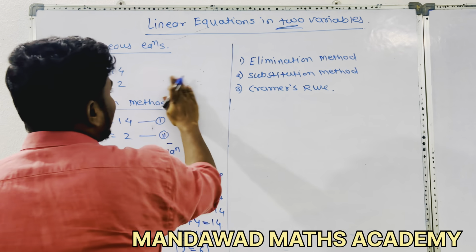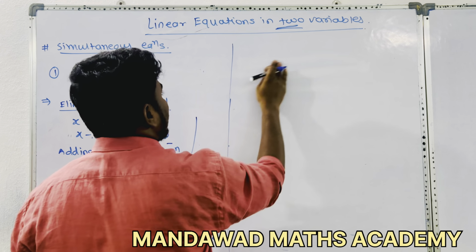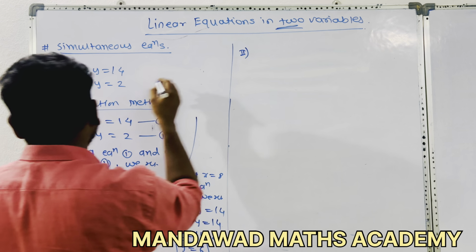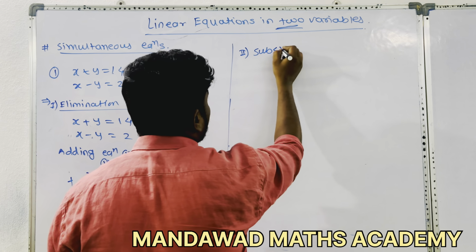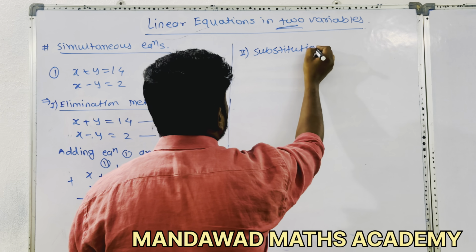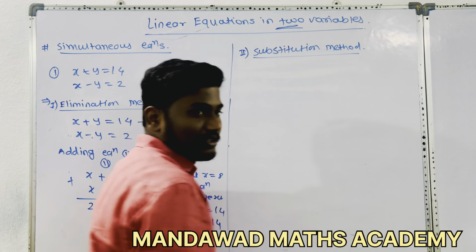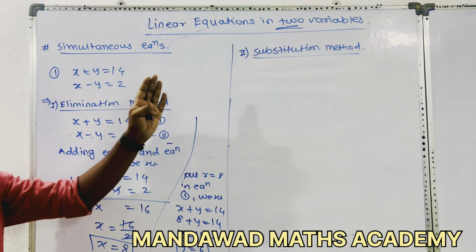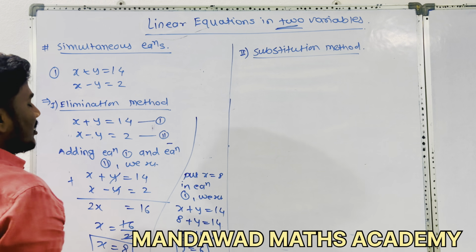Okay. Now the second method, substitution method. This is the first method, elimination method. Second method, substitution method. Substitution means we find the value of x in terms of y, or y in terms of x, then we substitute it in the other equation.